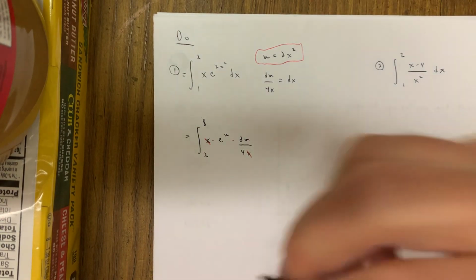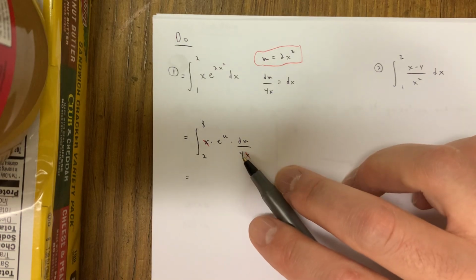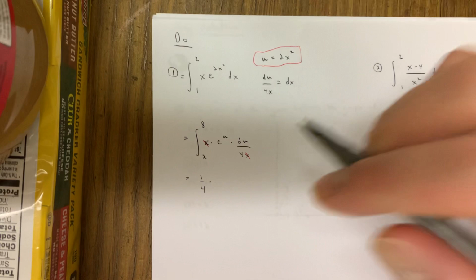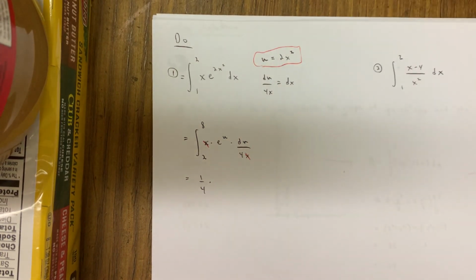How quickly can we move here? I mean, this 4 right here, he's a constant connected by multiplication. It's not even a 4, right? He's a 1/4. Bring him out. So you can pull him to the side. If you want, you could rewrite the integral from 2 to 8 of e to the u with respect to u. I'm not going to do that, okay?